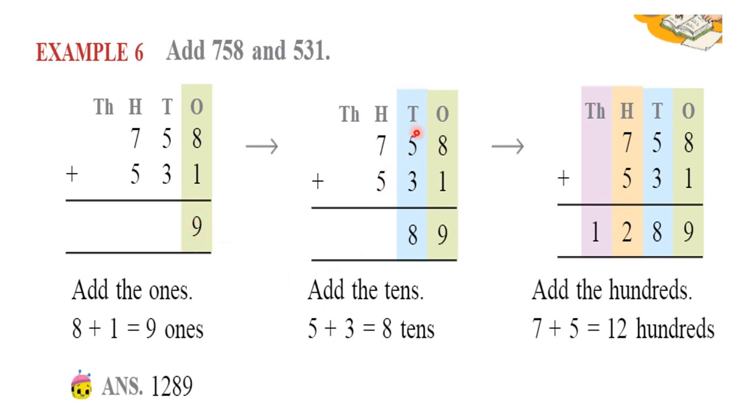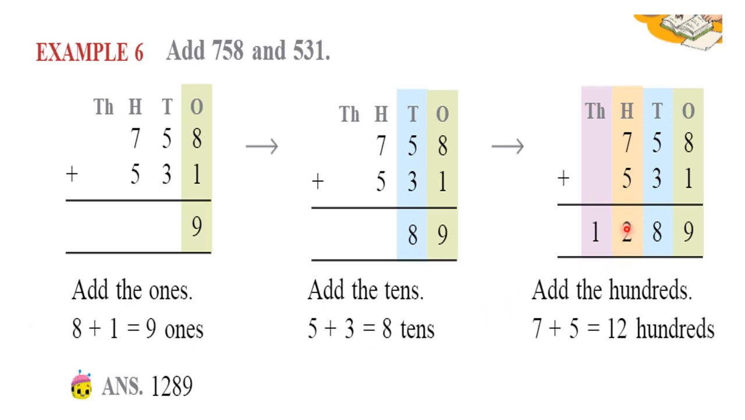Next what we have to do? We have to add the tens place. What are the values in the tens place, children? It is 5 and 3. So 5 plus 3 equals 8 tens. 8 we have to write here. Next we have to add the hundreds place. So what are the values there? 7 plus 5. 7 plus 5 is equal to 12.